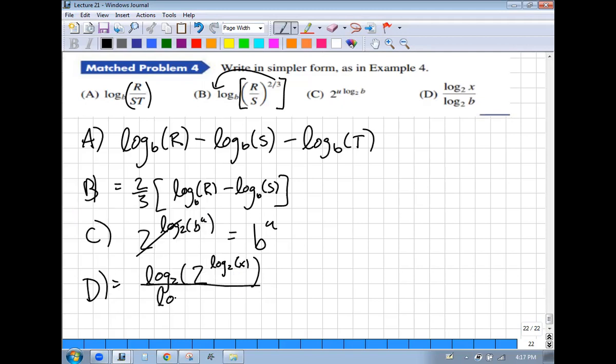And then we have a log base 2 of b. Now, why did we do this? We don't want to do that. We just put this there on purpose. We can do this, though. Or, since this is an exponent, we can bring it out front.